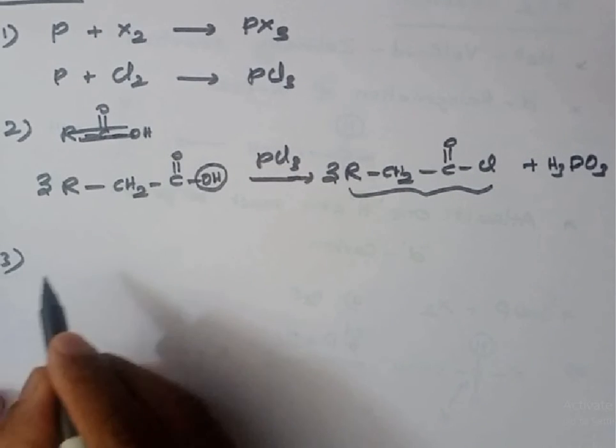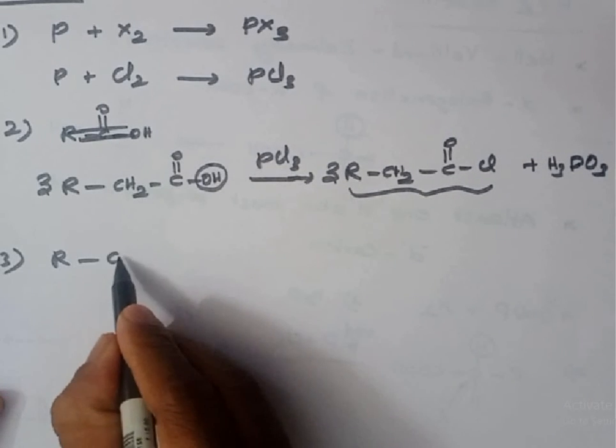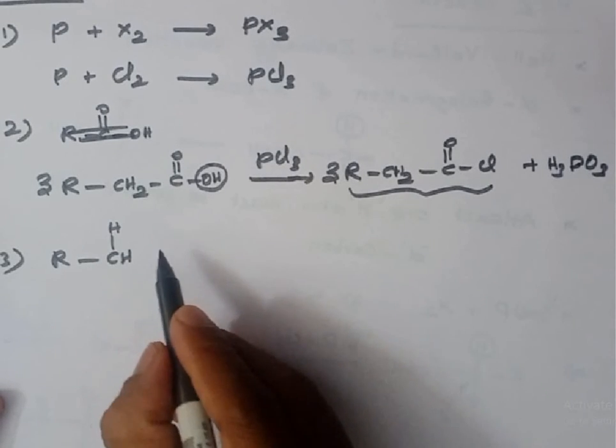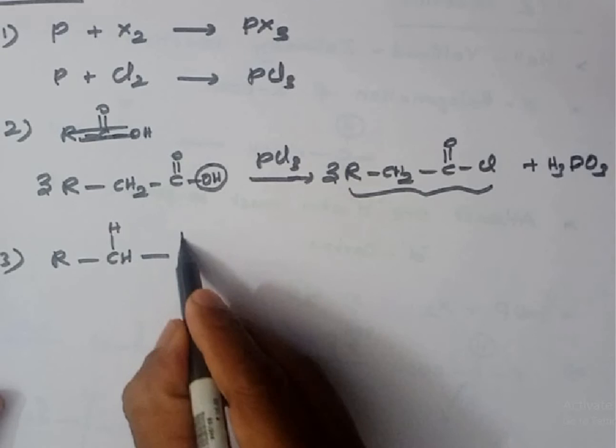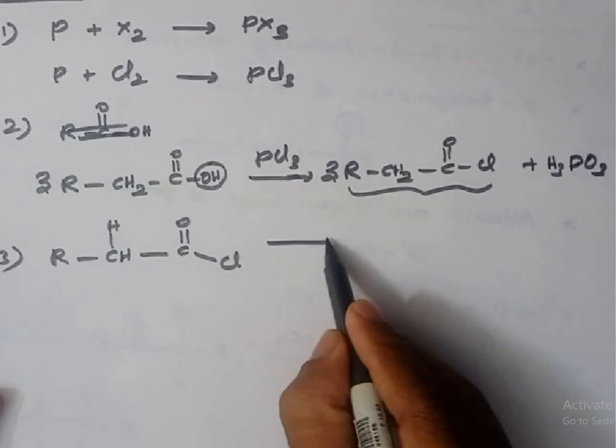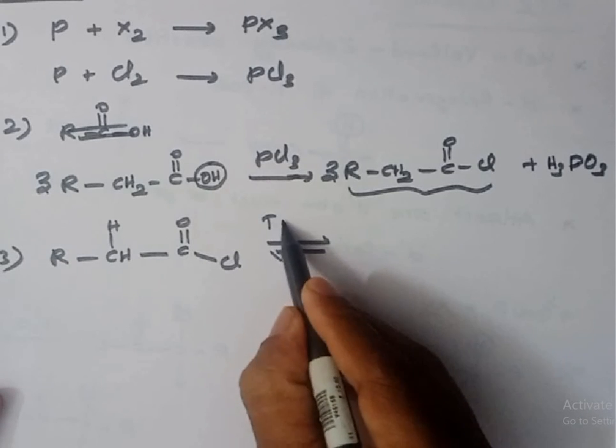Now students, I'll take this compound. This is the third step. This compound I'll write as RCH2, then we have the CO group and a chlorine atom, like this. This will tautomerize. Students, observe carefully. This will tautomerize.